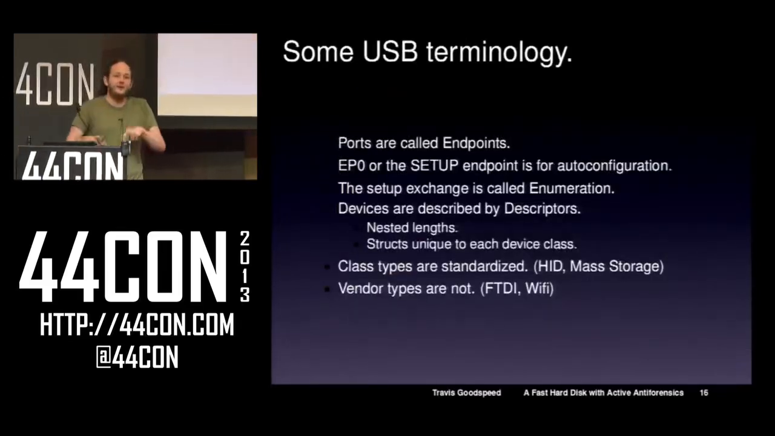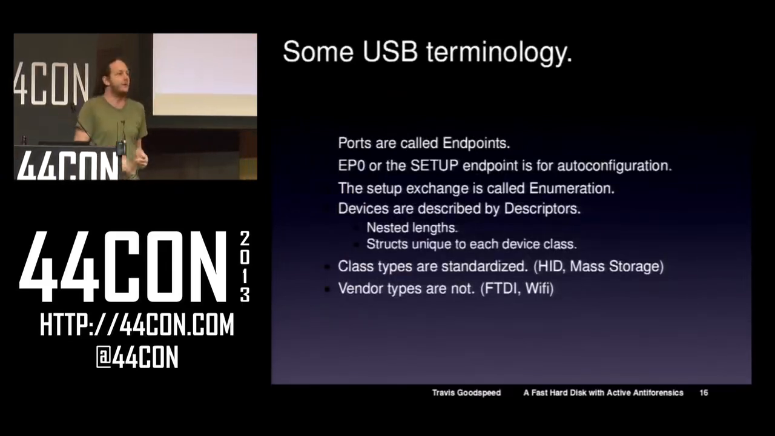Now, USB, even though it's just a network, has different terminology from what you're used to in TCP networking. Instead of ports, you have endpoints. And the endpoints don't have a particular number, because there's a descriptor that tells the host which endpoint is used for which, except for the setup endpoint, which is always endpoint 0. Most of these are unidirectional, but sometimes they're bidirectional. The only important thing you need to remember is that you have class types which are standardized, such as mass storage or HID, and you have vendor types which are not, such as FTDI or Wi-Fi card drivers.